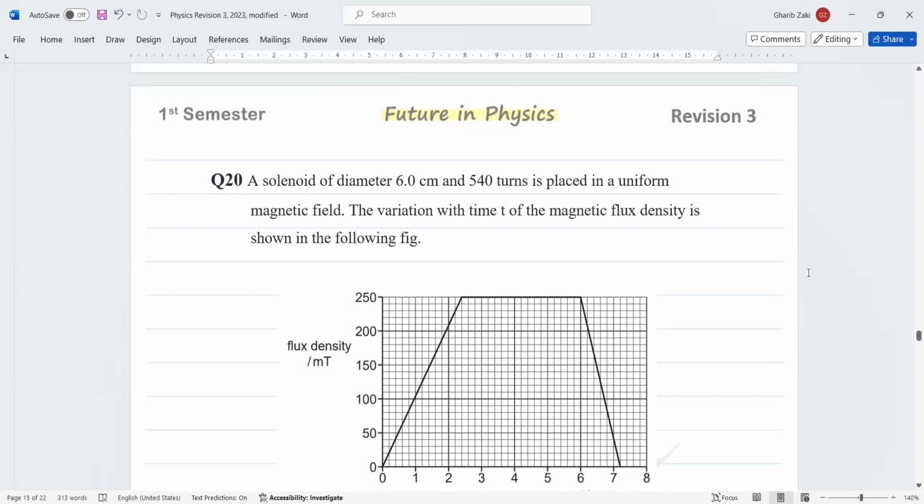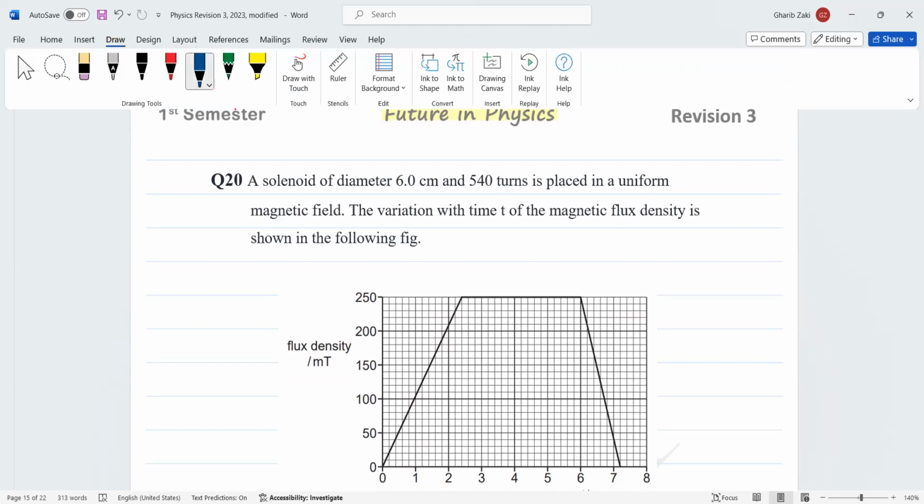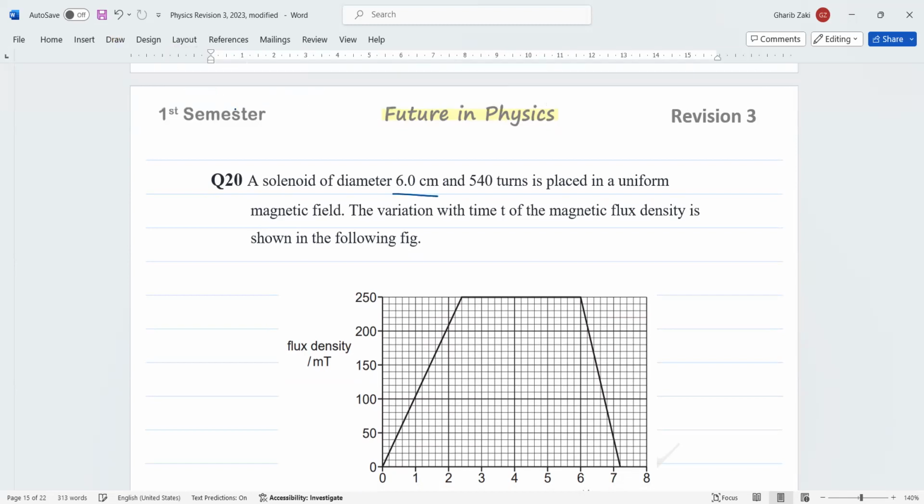Let us solve again question number 20, another one. A solenoid of diameter 6 centimeter. Maybe we take more than 2 hours today because it's a big topic. Diameter equals 6 centimeter, so the radius equals 3 centimeter, 3 multiplied by 10 to the power negative 2 to be in meters. He said solenoid, so we can get the area. It's πr squared.